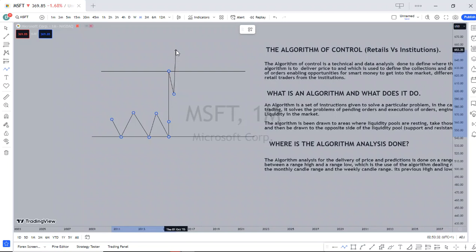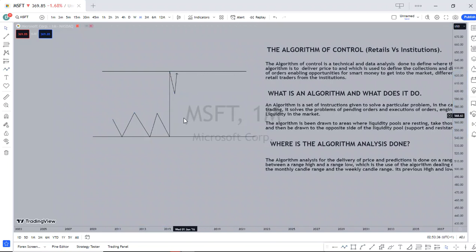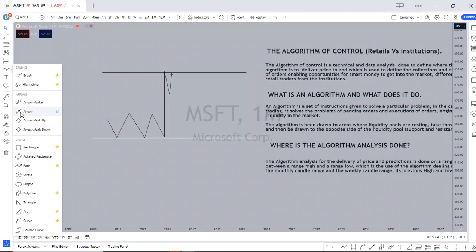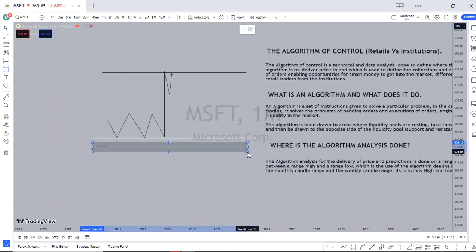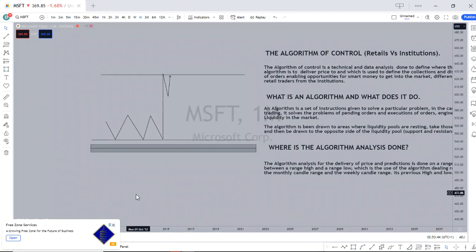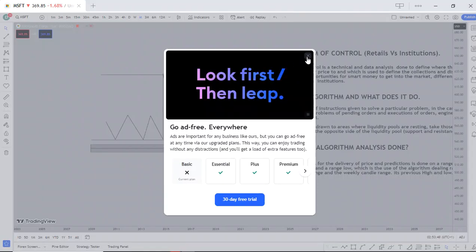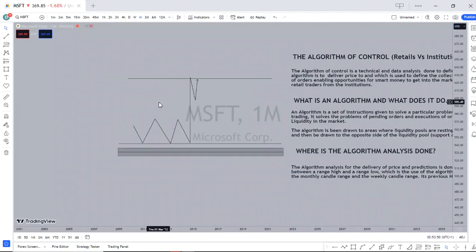Right? So that explains the stop loss. Now, if stop losses are resting below right here, that means the stop losses are pending sell orders, right? They are pending sell orders. So what do you think the algorithm will have to do?